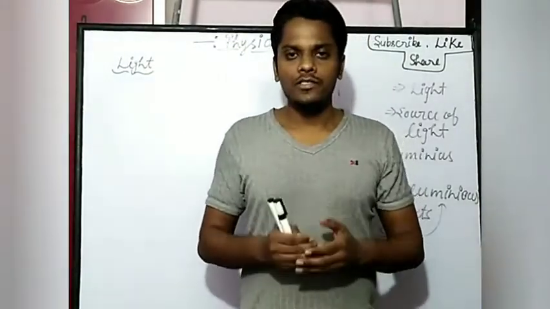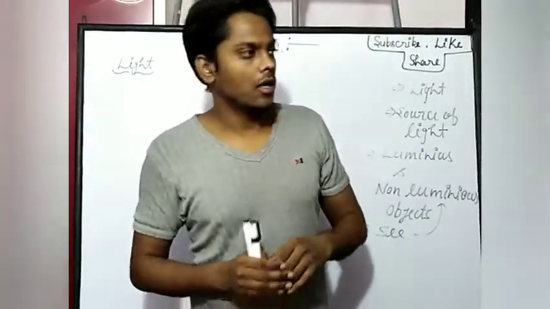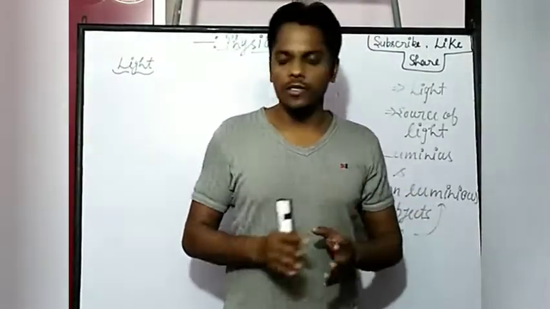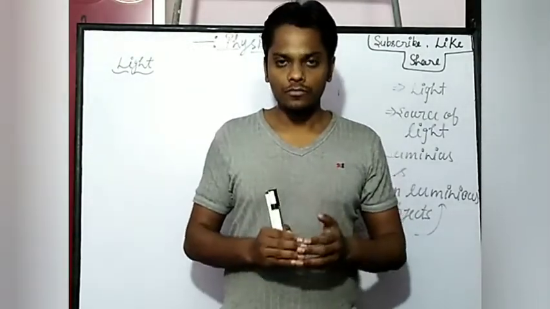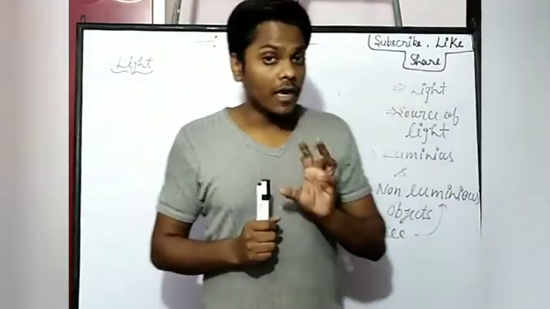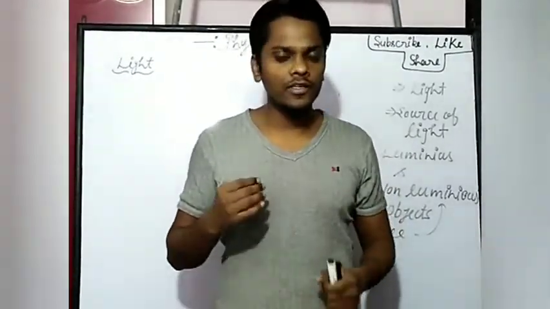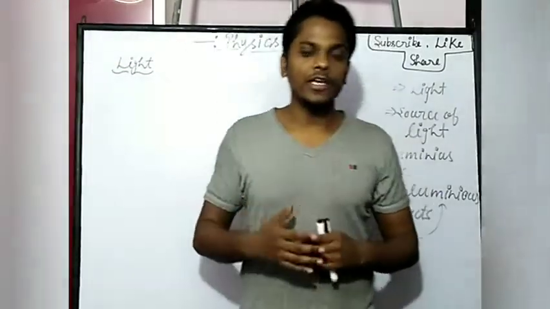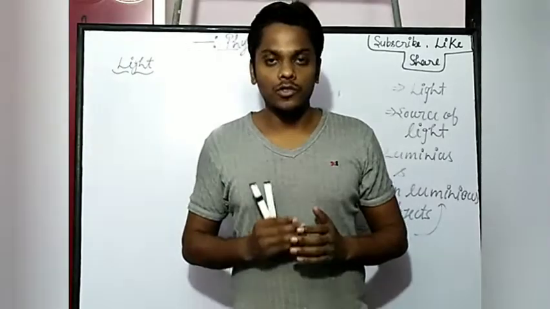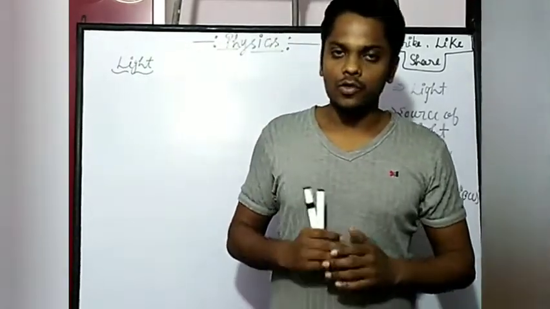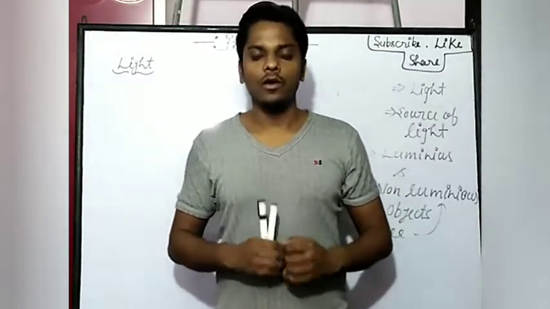We can see any object, any cloth, any bike, anything, in the presence of light. In the absence of light there is darkness. We can't see anything. We don't have anything special in our eyes that we can see without light. So that's why there is a lot of importance of light in our daily life.